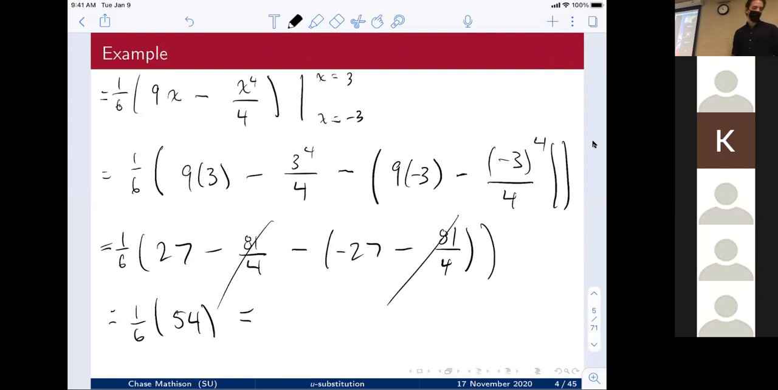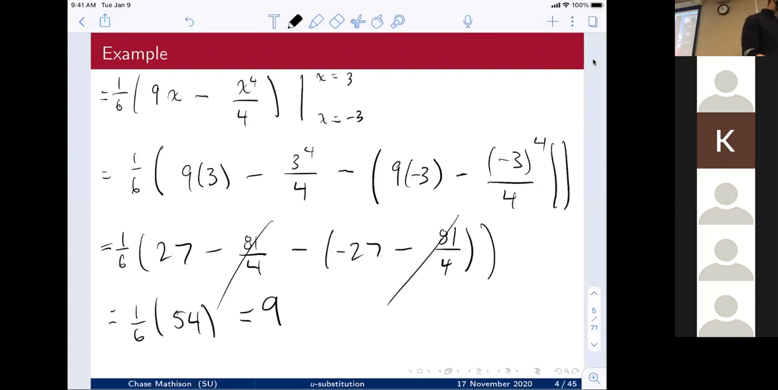And 54 divided by 6 is what? 9. Very good. So we have an average value of 9. Very good. Any questions about this?